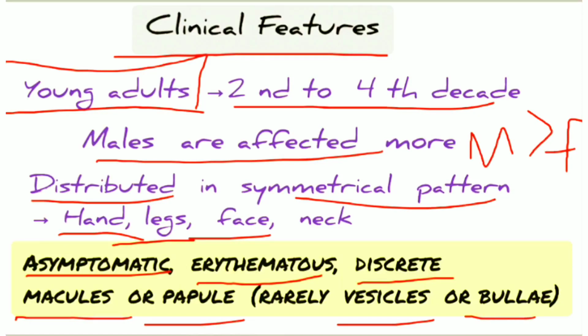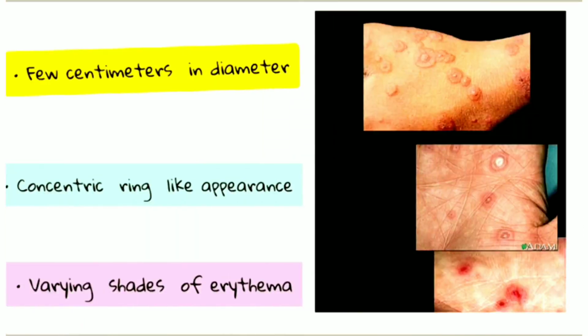So you can see here I have already said that it is multiforme, that is, it can be of any form, that is macule, papule, vesicle or bullae. So that's why we are calling it multiforme. So next, moving forward to the clinical pictures.